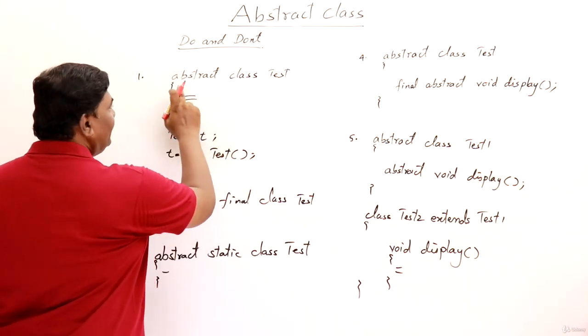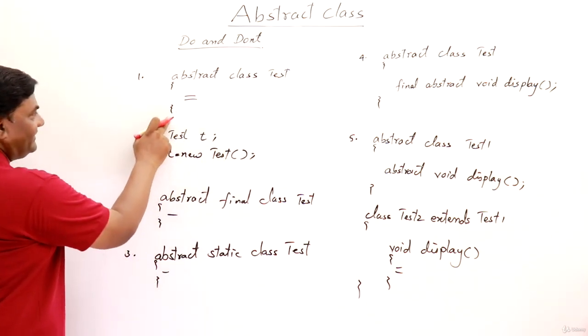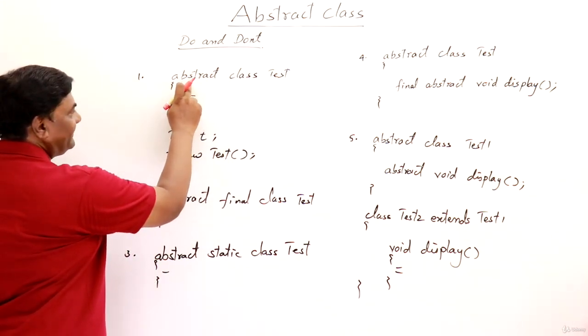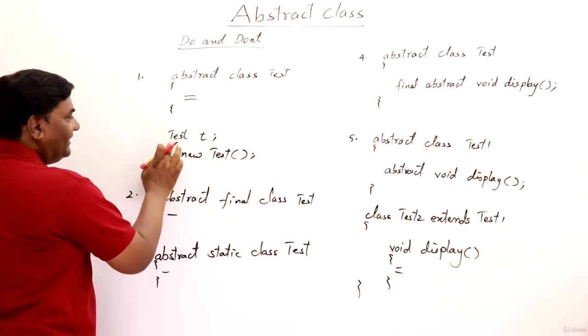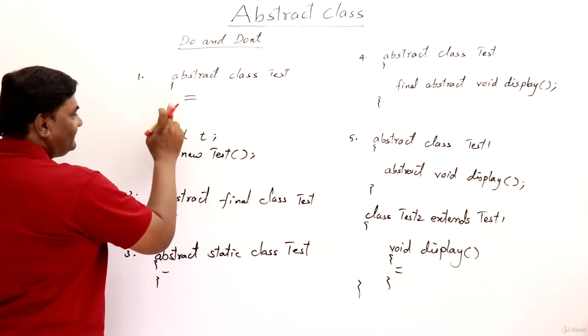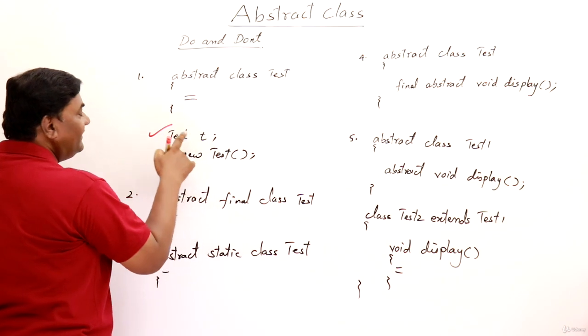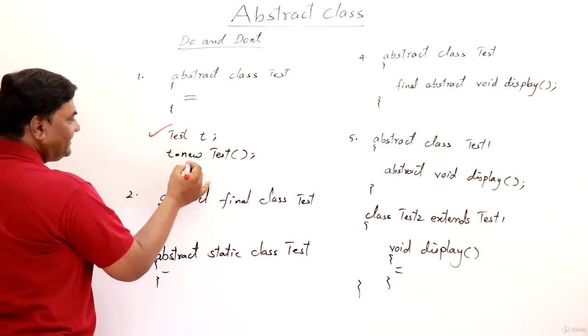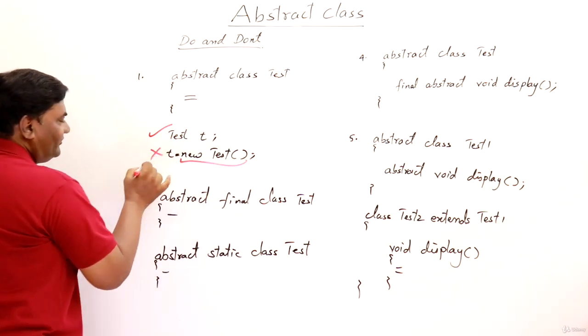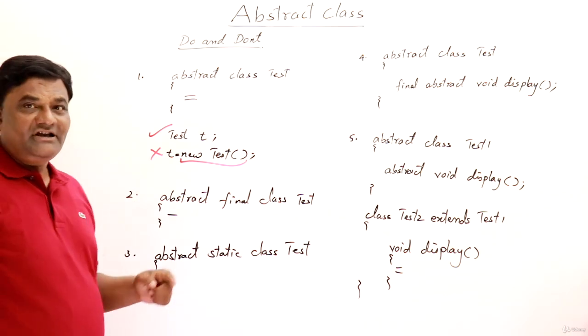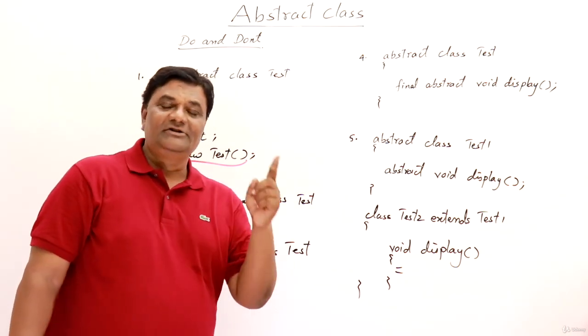First one, if you have an abstract class, where the keyword abstract is written, then the class is abstract. For any abstract class, you can declare a reference. Test is the name, Test T. You can declare the reference, but you cannot create the object. This is not allowed. So the first point: you can have references of abstract classes, but you cannot create the object.